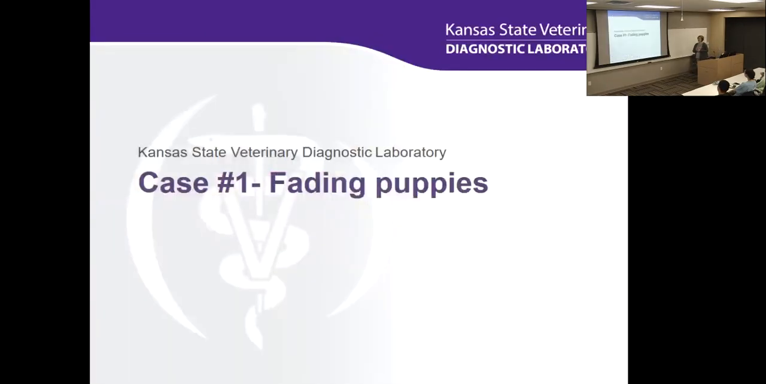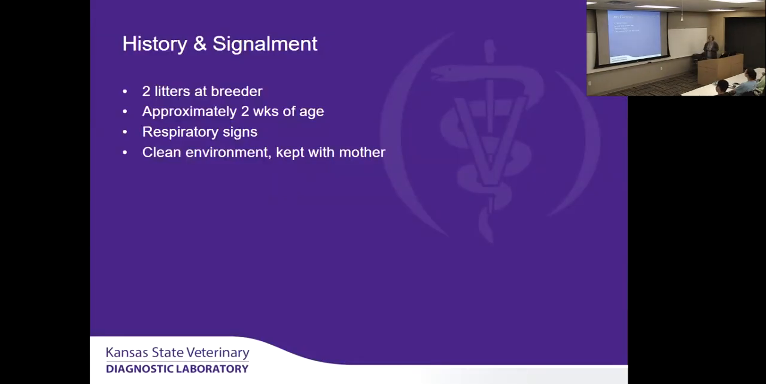Okay, so let's start talking about some cases. So case number 1, I'll call the case of the fading puppies. So this came from an owner. There was not a veterinarian involved. Well, there was sort of a veterinarian involved, kind of on the side. So there were 2 litters. These folks were breeding these dogs. They were German Shorthairs. Approximately 2 weeks of age. There were 2 litters that were not exactly the same age, but they were very close.